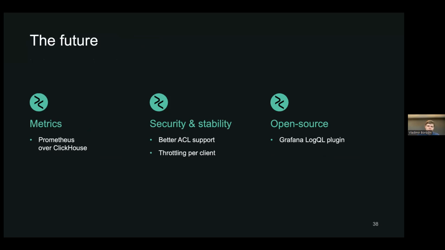So what we plan to do in the future, as I mentioned above, we want to make Prometheus over ClickHouse to become cloud agnostic and lower our metrics cost. There are a couple of things to do in terms of security and stability. For example, our ACL for logs is not ideal right now, so it's really high level and divided by team, but we need a per-log ACL.